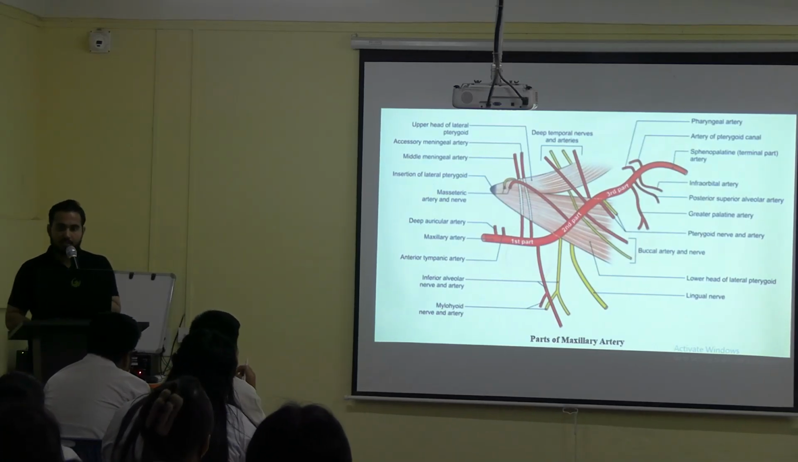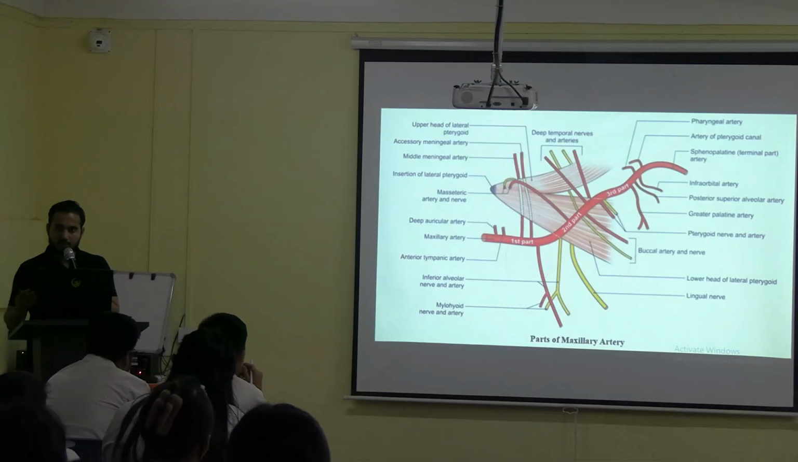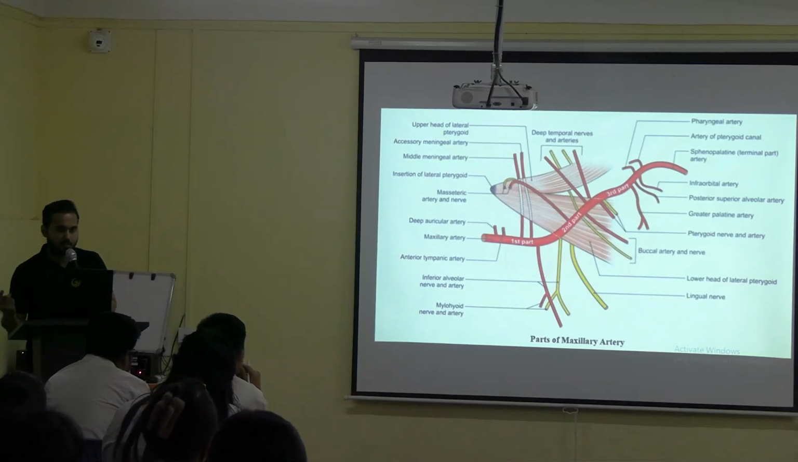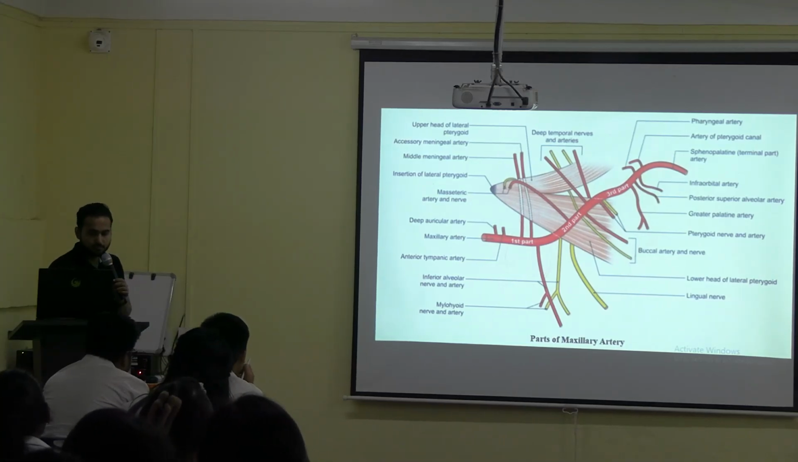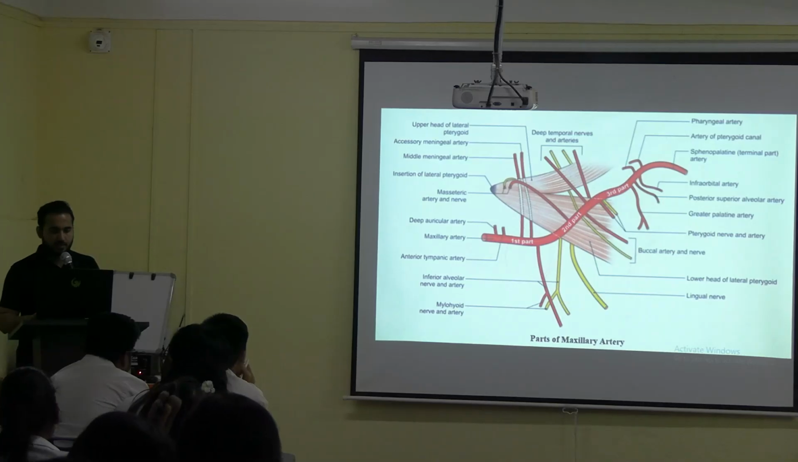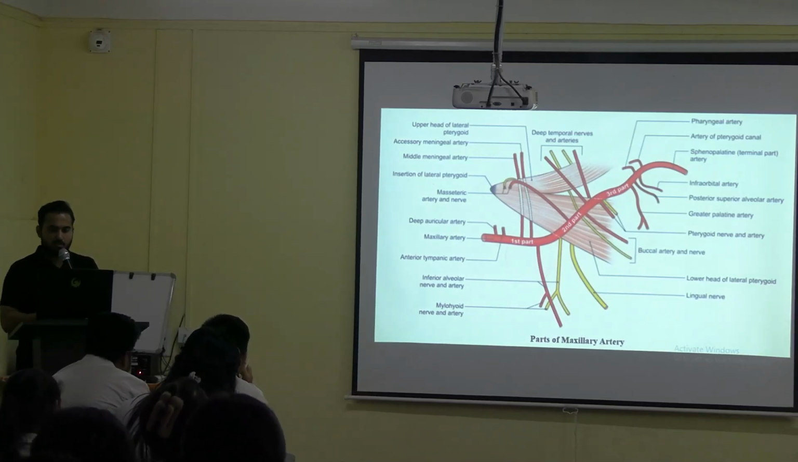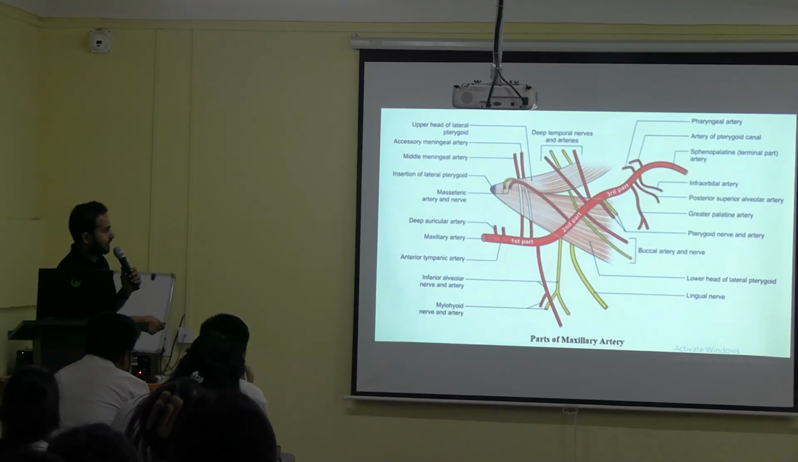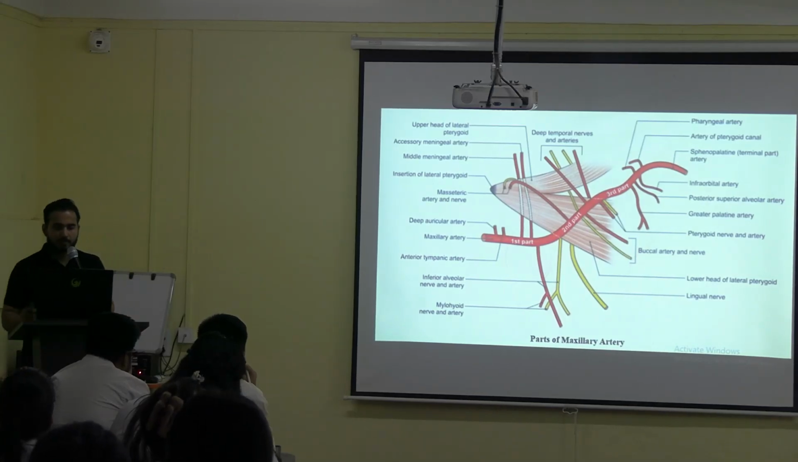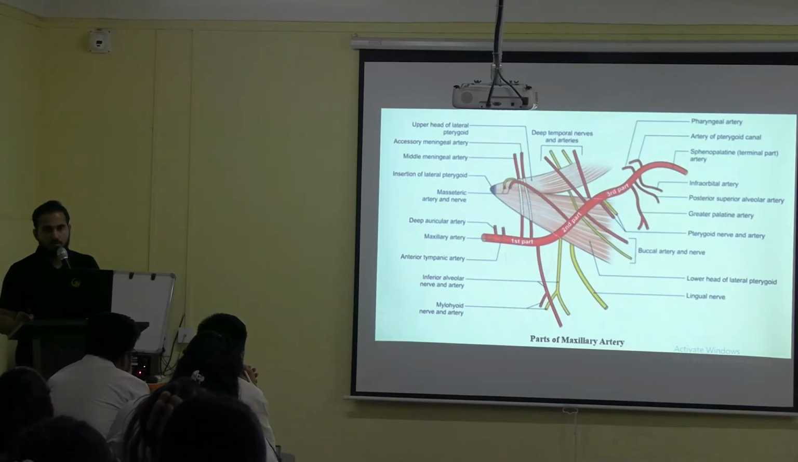That's why I told you, please compare it with the axillary artery. That also had three parts: first, second, third. This also has three parts: first, second, third. So here you can see the first part, second part and third part, and based on that the branches are different. So the first part extends from the origin, from the beginning, to the lower border of the lateral pterygoid muscle. This is the first part.